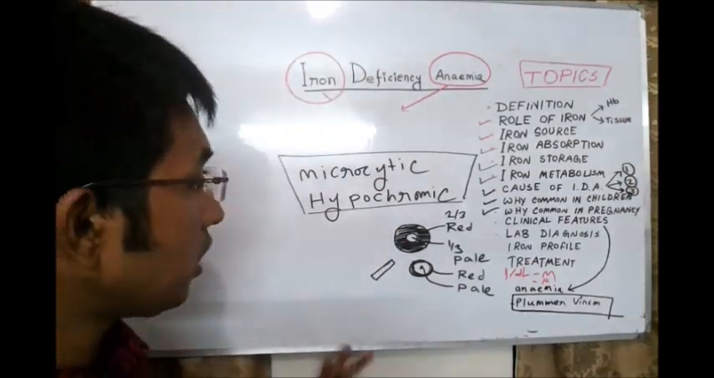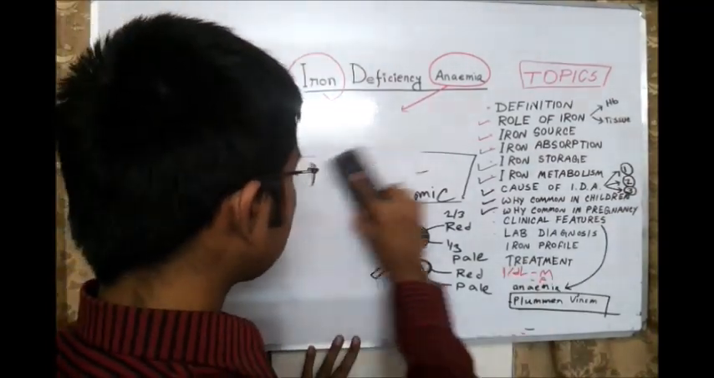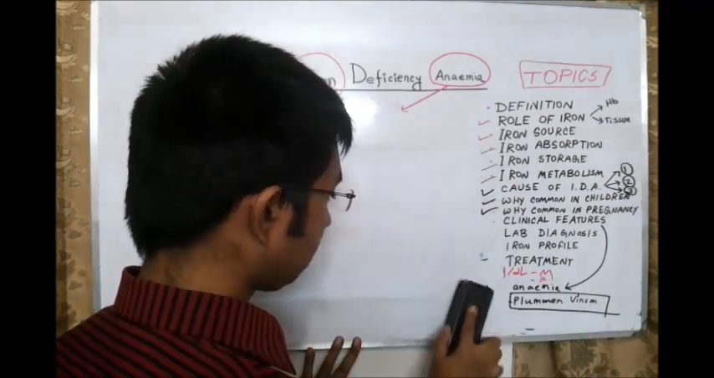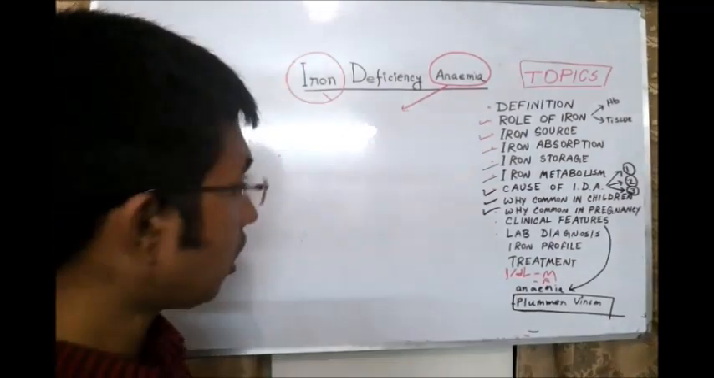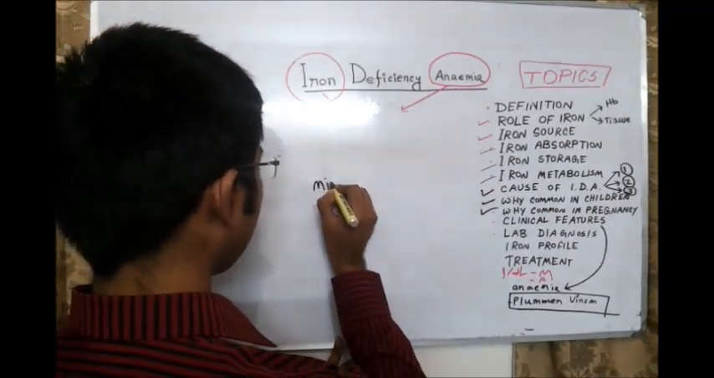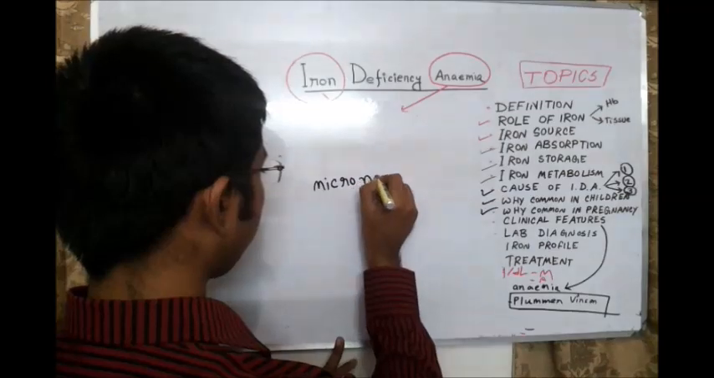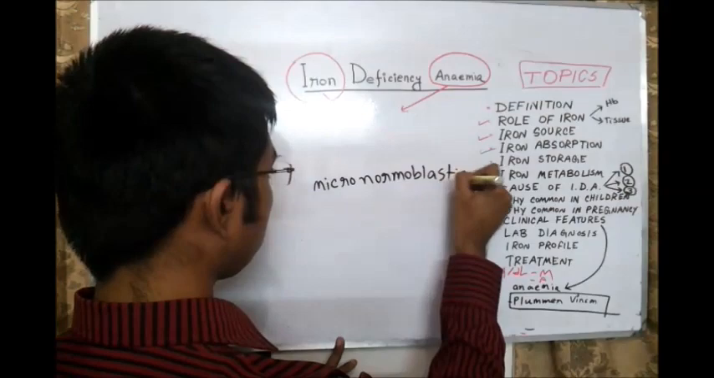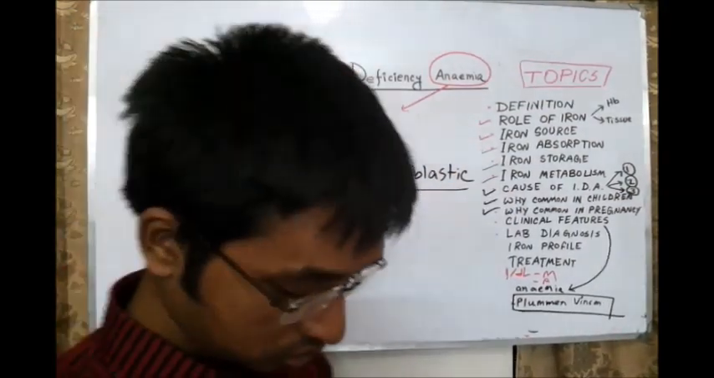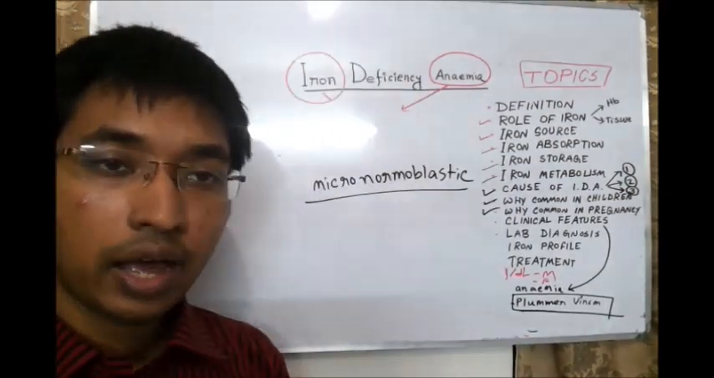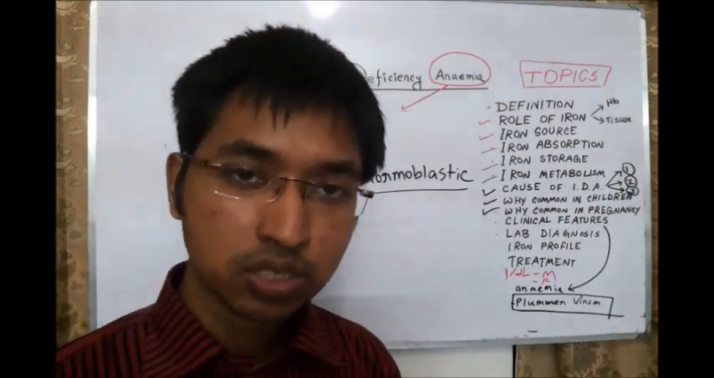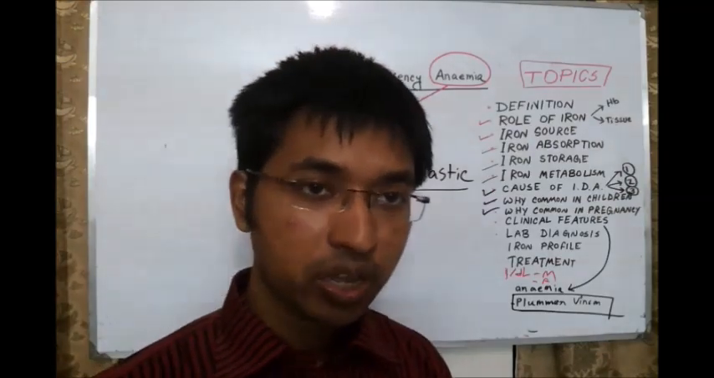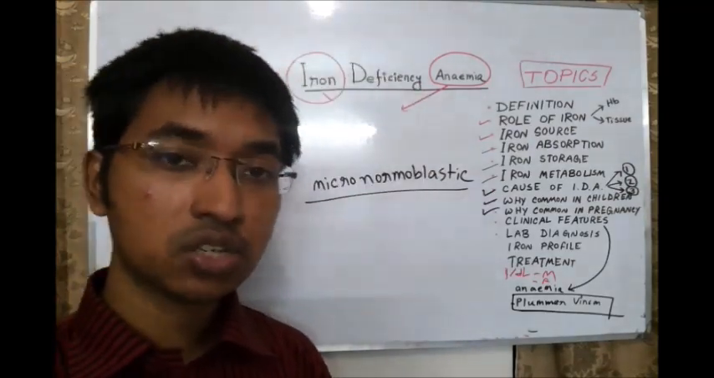So the last thing about lab diagnosis is what we will see in the bone marrow. In the bone marrow there is a term which is known as micronormoblastic erythropoiesis. That means we will see an increased number of normoblasts in the bone marrow, but they will be smaller than the normal size. The reason is there is not sufficient iron.